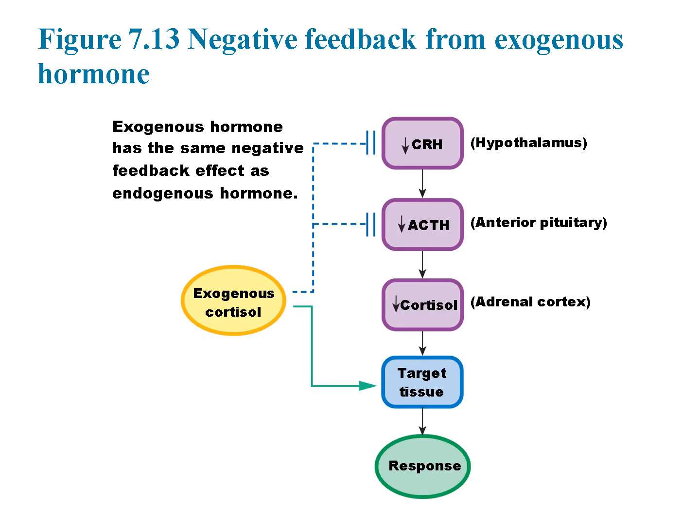This slide illustrates how exogenous hormones, those administered from outside the body, can mimic the body's natural negative feedback mechanisms. When the body receives exogenous cortisol, it sends a signal that cortisol levels are sufficient, prompting the hypothalamus to reduce the release of corticotropin-releasing hormone. This, in turn, causes the anterior pituitary to decrease the secretion of adrenocorticotropic hormone.